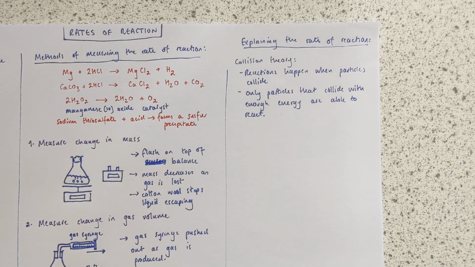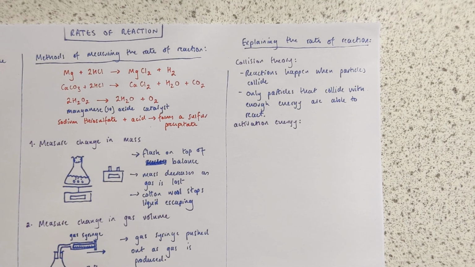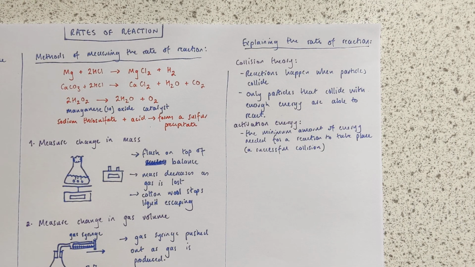So collision theory states that reactions happen when particles collide, but only particles that collide with enough energy are able to react. So then the question is, well, how much energy do you need? Well, it depends obviously on the reaction, but there is a term we use to describe that kind of barrier to the amount of energy we need. It's known as the activation energy. The activation energy basically means the minimum amount of energy you need for a reaction to take place.